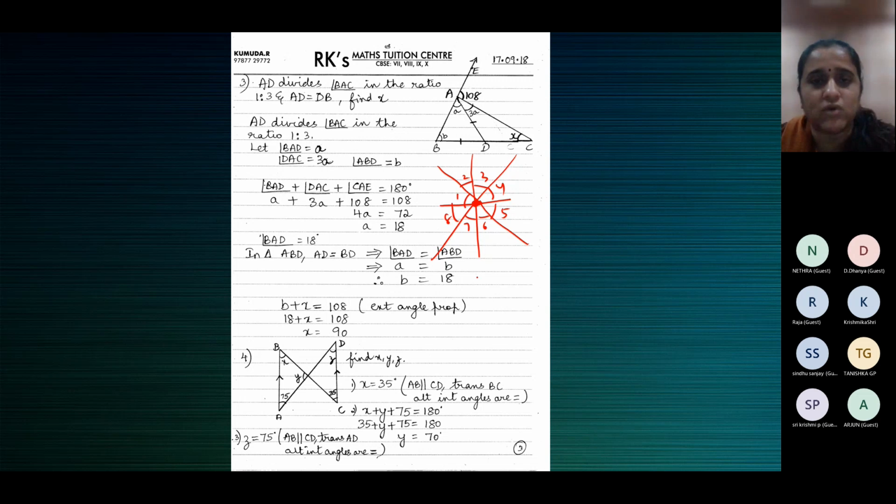It's not that 8 angles must be formed. Maybe 5 angles are formed around a point. See, the figure is like this. This is 1, 2, 3, 4, 5.